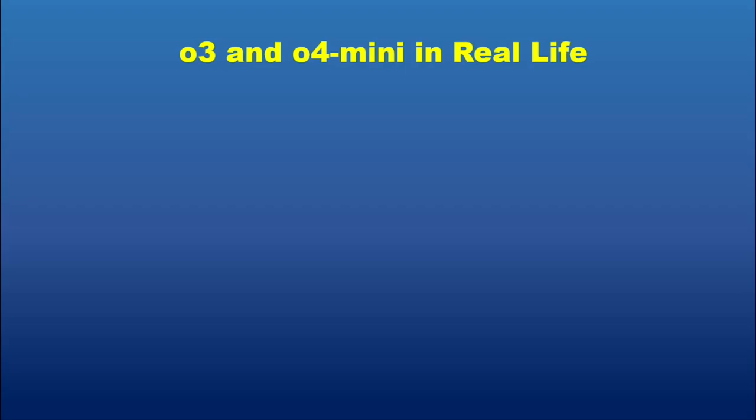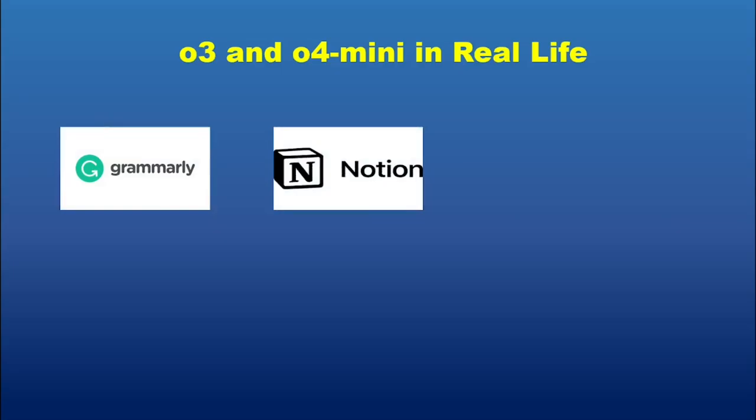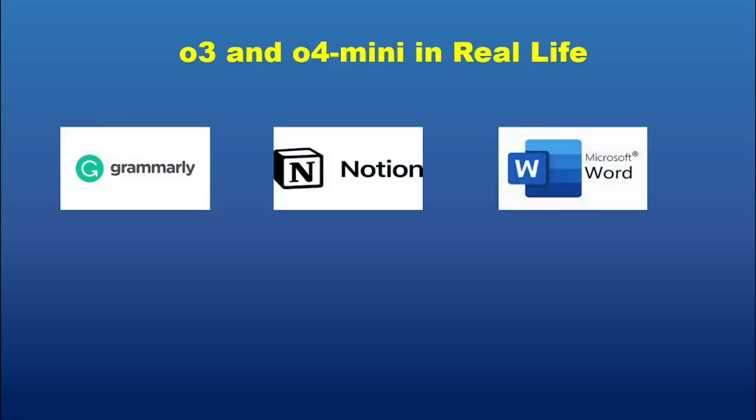These new models are going to quietly power the next wave of AI tools you use. If you use apps like Grammarly, Notion, or even certain features in Microsoft Word or Google Docs, there's a good chance they'll be using models like o3 or o4-mini behind the scenes. That means your AI-powered writing assistant is about to get smarter. Your email drafts, your presentations, even your code suggestions. All of it could improve without you even realizing what changed.